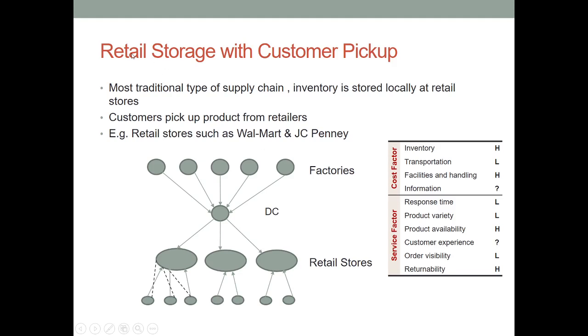Next, the last one we have is retail storage with customer pickup. This is the most traditional type of supply chain distribution network, where inventory is stored locally at the retail store. Customers pick up the product from the retailer. Examples are retail stores such as Walmart, JC Penney, and in Malaysia, we have Speed 99 and so on. So this is the impact on the cost factor and service factor.